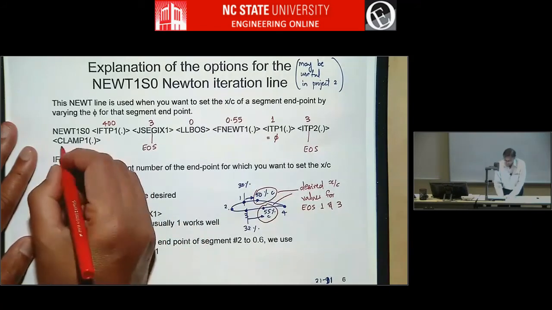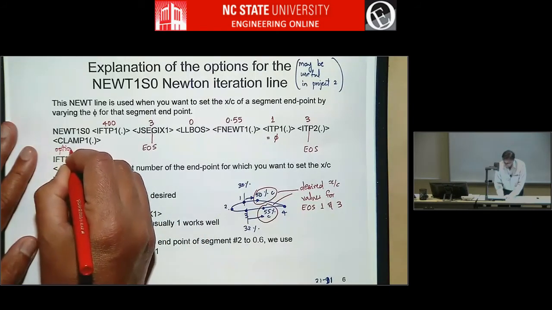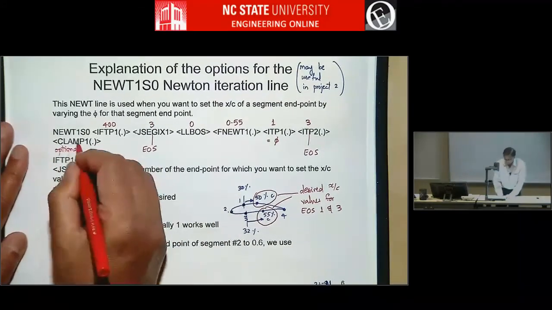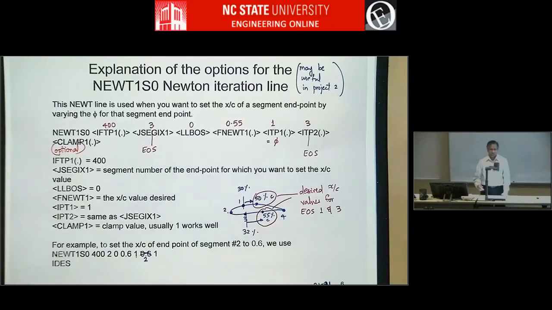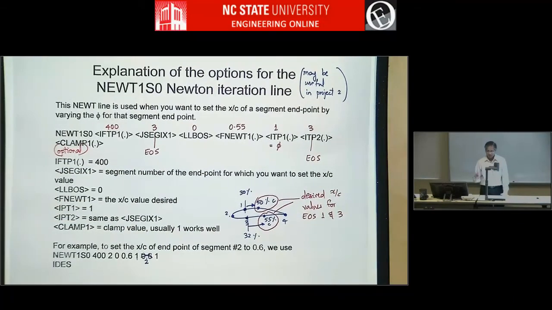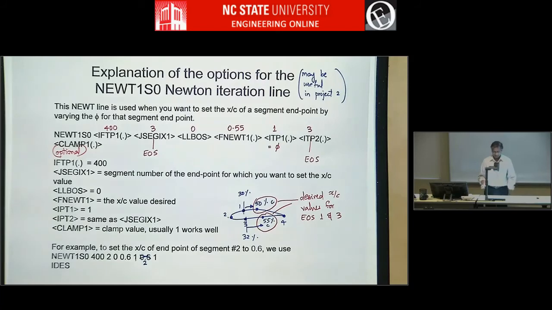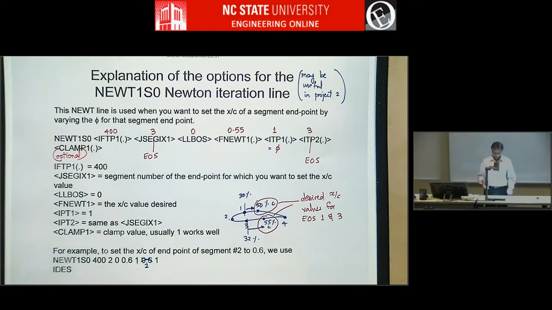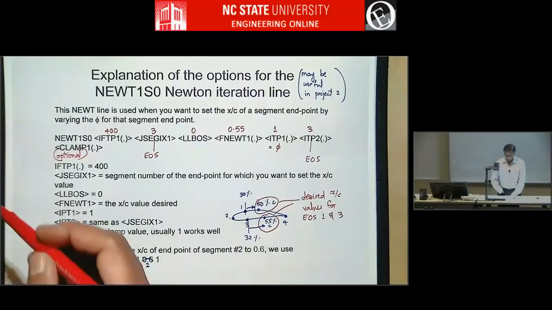And then clamp is optional. Like this is if your iterations don't converge, sometimes it's useful. And I don't know, for some reason, it seems like best to not use it for this particular line. Usually 1 works well. You can put 1 or you can put nothing. So that's how you do it. This is the lower surface.